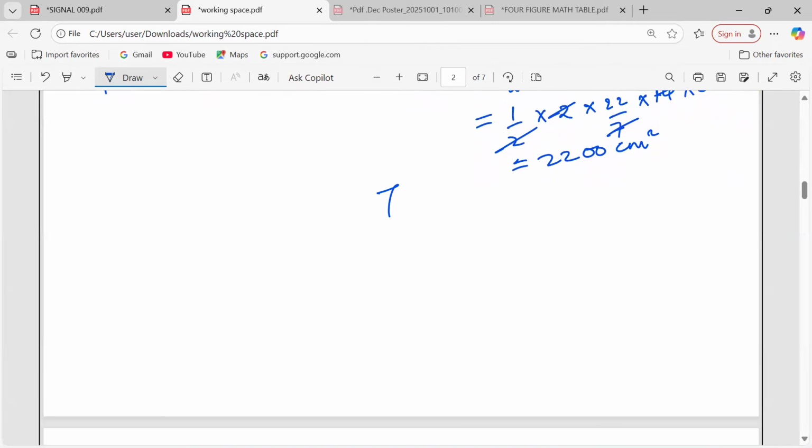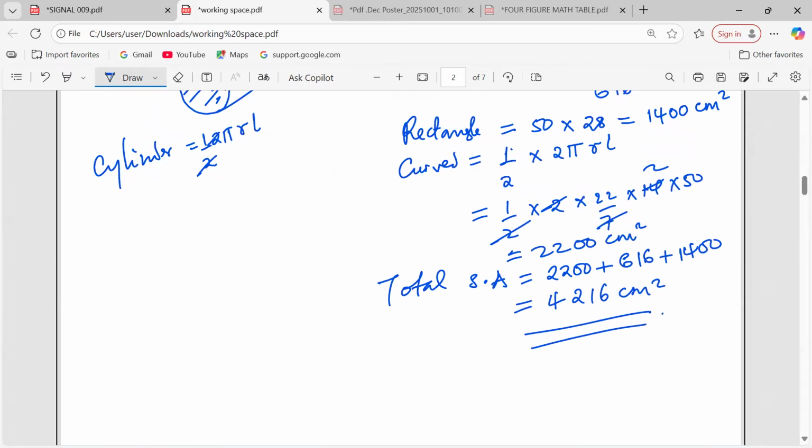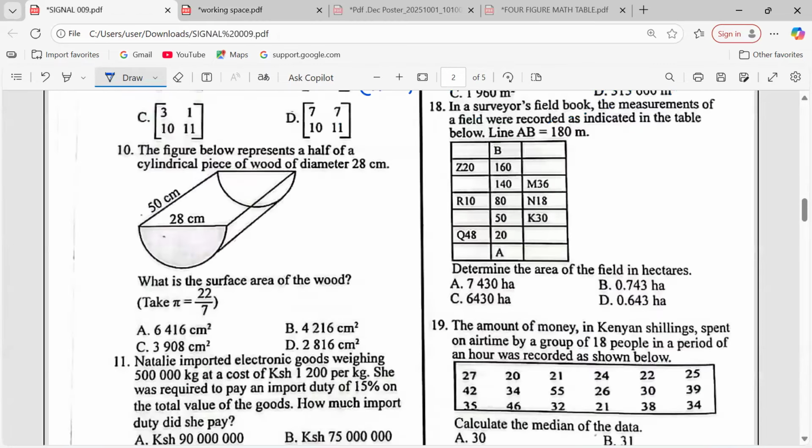So now we can talk about total surface area. This is 2200 plus the semicircular parts, then plus the rectangular part, which is 1400. So we can now get the total. This takes me to 4216 square centimeters. Are we having such an answer? 4216. Wonderfully, we have it here.